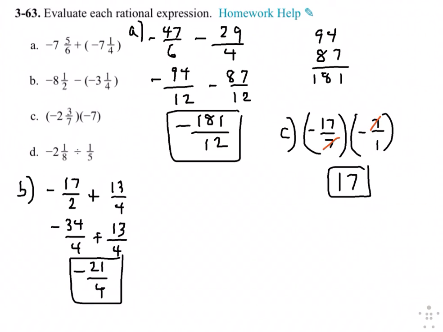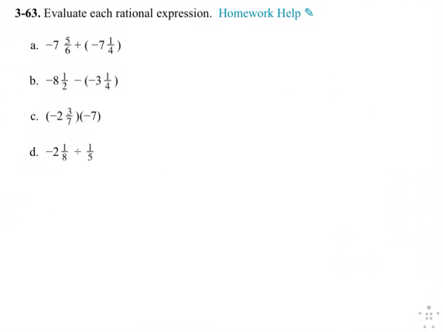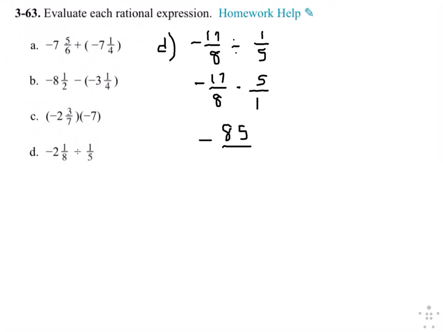And the last one, let me make some room for D. So D, right, we have negative 2 1/8, that's negative 17/8 divided by 1/5, which is the same as negative 17/8 times the reciprocal, 5 over 1, right? So this gives us negative 17 times 5 is 85, right, over 8, negative 85 eighths for D. Again, we're just multiplying by the reciprocal instead of dividing.